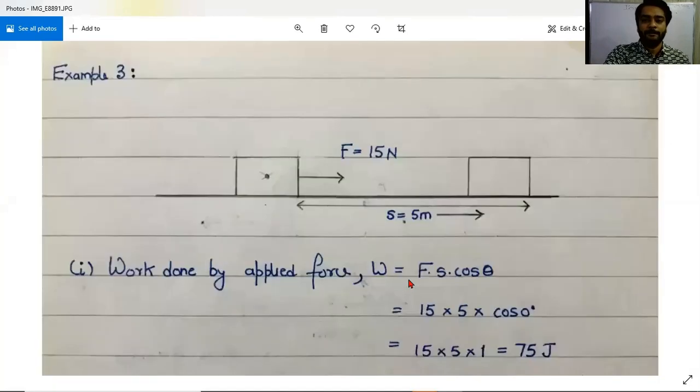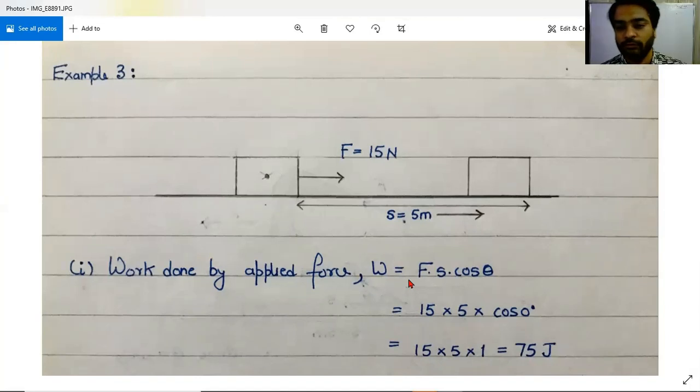Chalo, let's move ahead. Now example number 3. It is the same example. It was example number 1. Again we are discussing. Now we'll use the formula Fs cos theta, not Fs. Okay. So look at this example. We have an object.